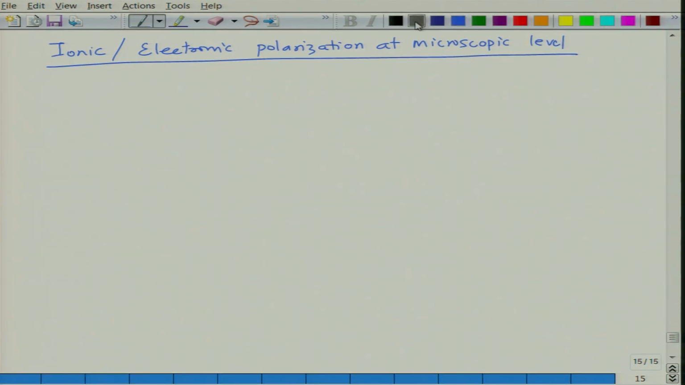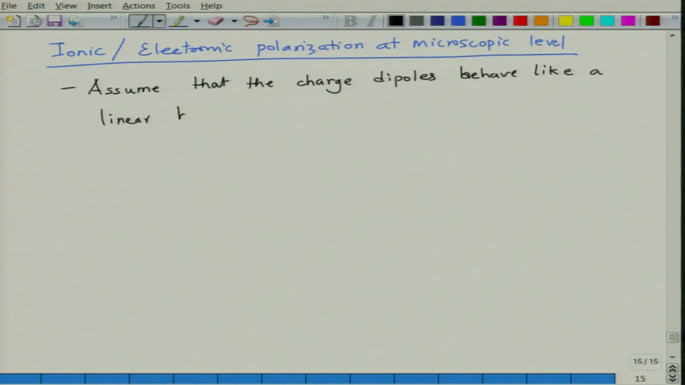So first, we assume that the charged dipoles behave like a linear harmonic oscillator. This is the assumption that we make to begin with. If they do that, then they also follow the equation of motion.